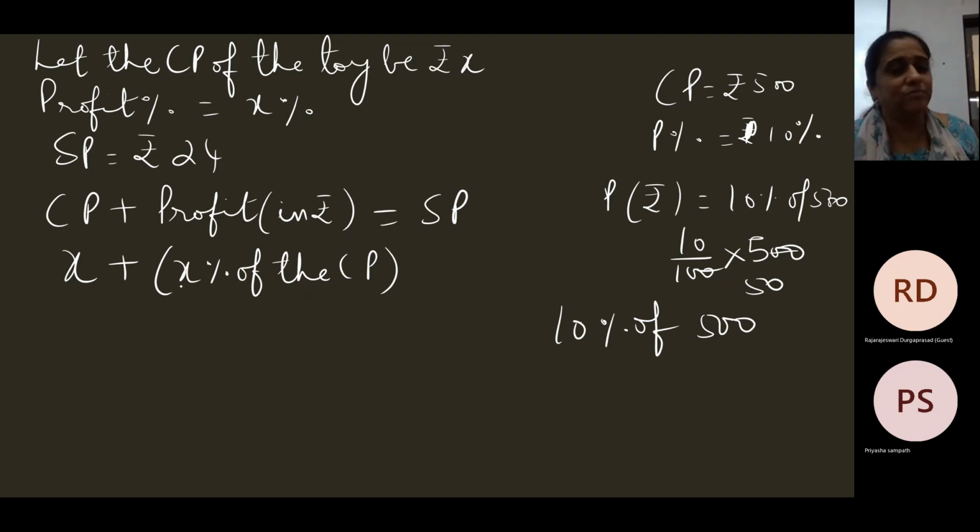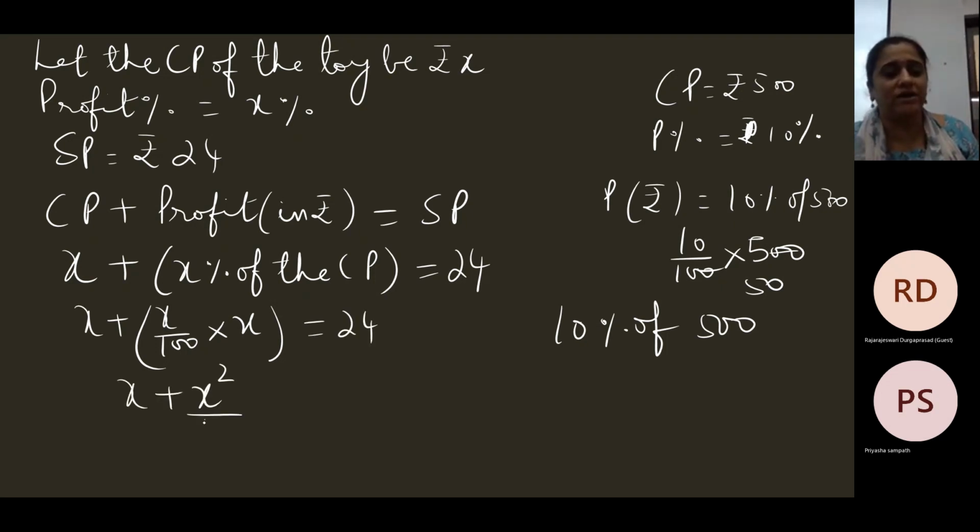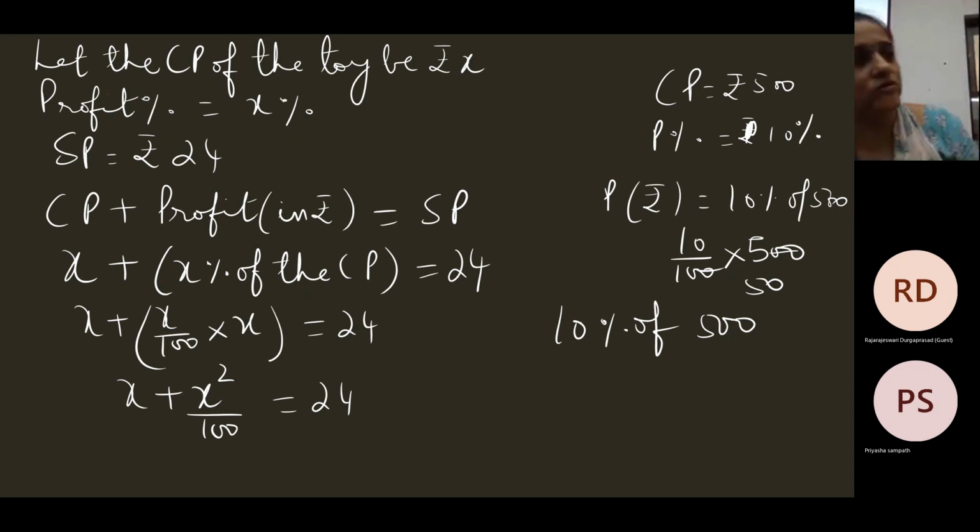So CP X plus profit in rupees. The profit percentage is X%, in money X% of the CP is equal to 24 rupees. So X plus X by 100 into X. X% means X by 100 of the CP, into X. Of means into, X CP is equal to 24. So X plus X square by 100 is equal to 24. Now LCM, cross multiply, get the quadratic equation and find the two values of X.